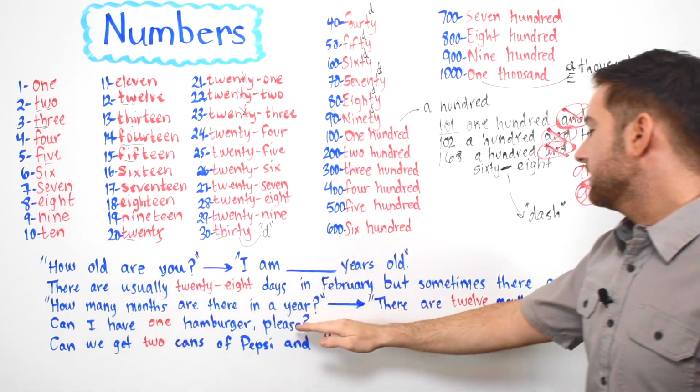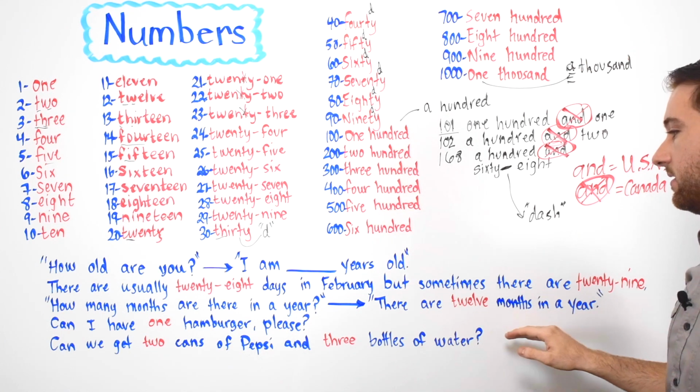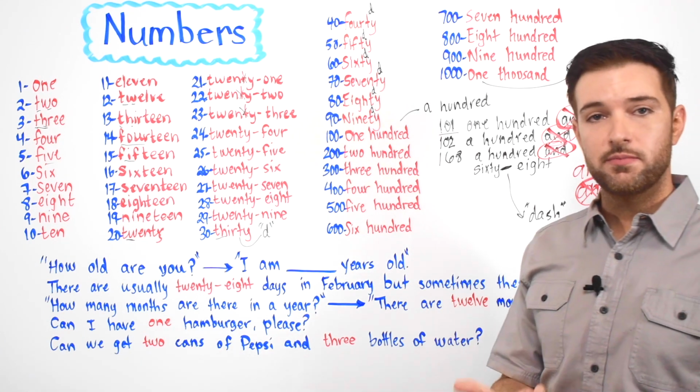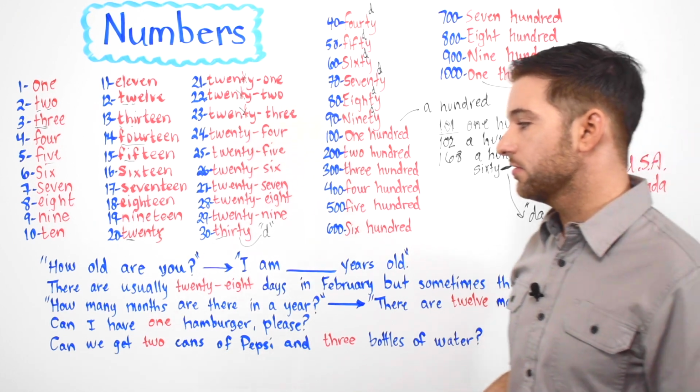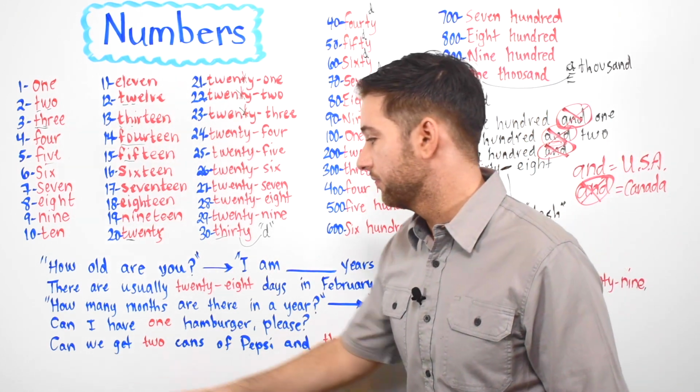How many months are there in a year? There are 12 months in a year, and the months are January, February, March, April, May, June, July, August, September, October, November, December. We'll learn those soon.